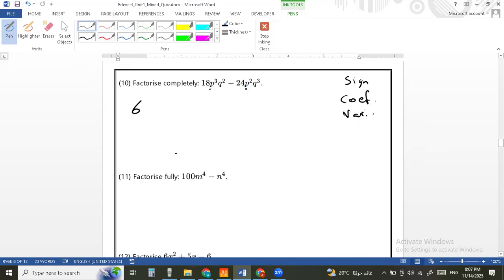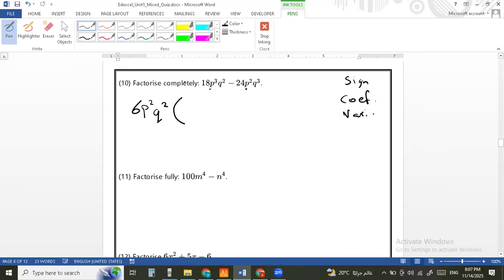But which one am I supposed to take? I'm supposed to take the one with the smallest index. So p to the power of 2. And this one, q to the power of 2 and q to the power of 3. Which one should I take? You take the one with the smallest index. So I'm going to take q to the power of 2.